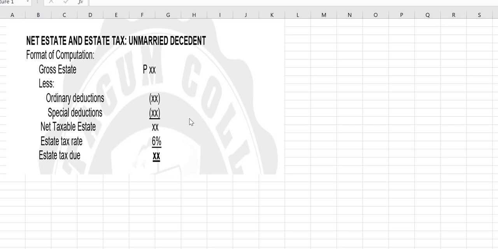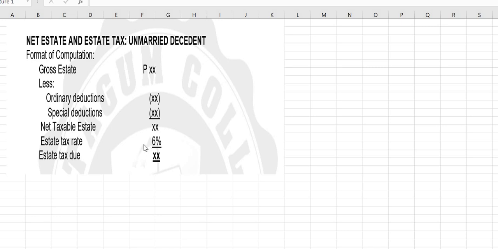Now for this video, we shall discuss some illustrations on how to determine the net estate and estate tax due of an unmarried decedent. We have here the format. You have the gross estate, less deductions, the ordinary deductions and the special deductions, to arrive at the net taxable estate. Then you multiply it by 6%. This is the estate tax rate effective January 1, 2018, the effectivity of the TRAIN law.